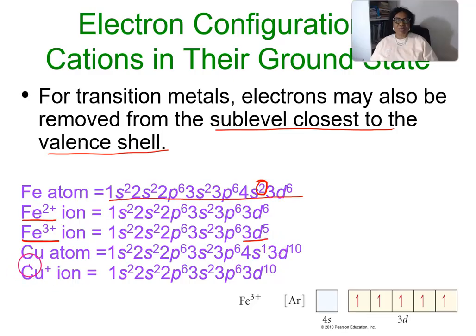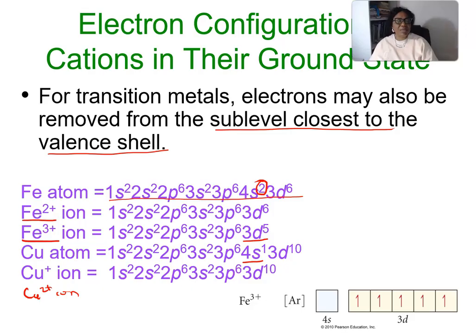Let's look at copper. Copper too, you see, it can remove this, and remains with this. But it can also have a +2. It can rearrange and remove 2 electrons, and I have copper 2+. Either way.